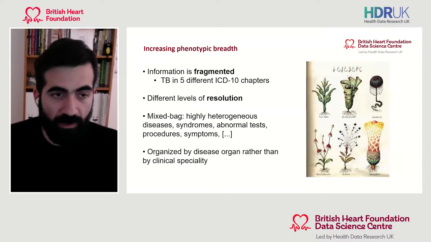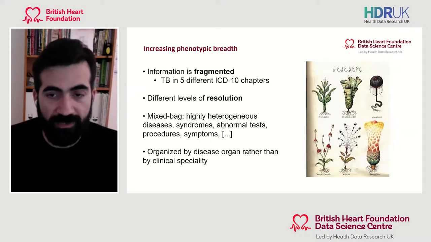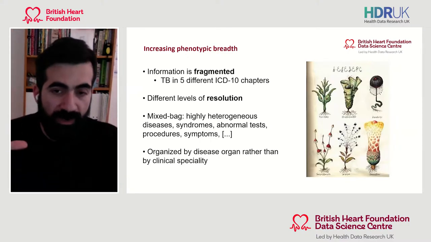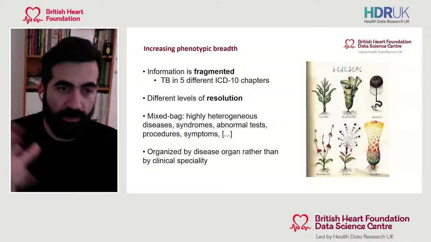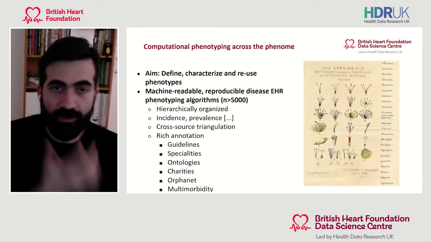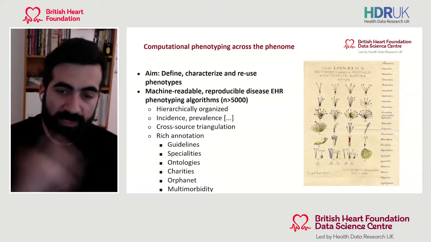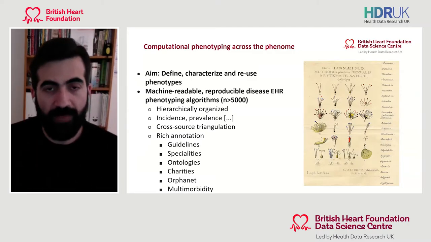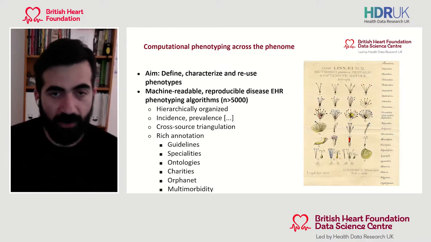And all of these challenges are exacerbated when you start trying to look at multiple diseases at a time, and even more importantly, when you start looking at multiple sources of data at a time. And, you know, Angela showed this really beautiful Venn that you can see that every source, no source is complete, and every source contributes its own set of data. So we're taking some initial steps towards creating computational phenotypes across the phenome. What does that mean? That means creating a machine-readable systematic catalog of EHR phenotyping algorithms covering the entire human phenome.